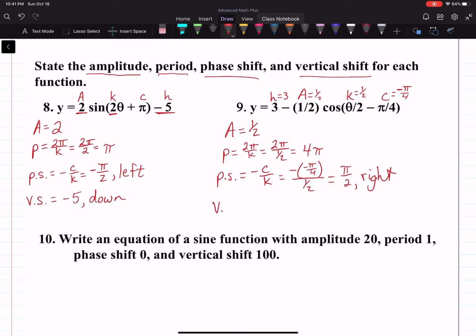And then finally, your vertical shift is h, so it's just 3. And since it's positive, it goes up. So that's all you have to do for those.